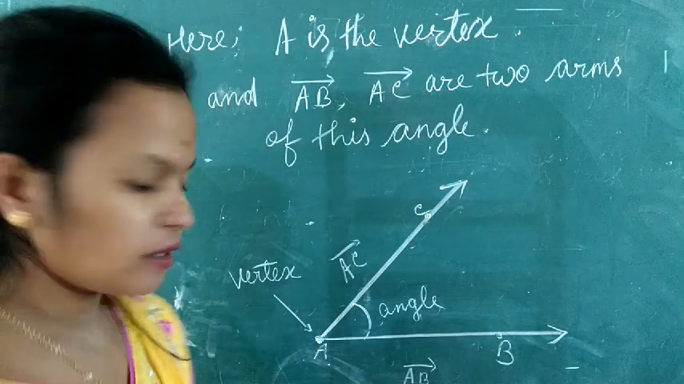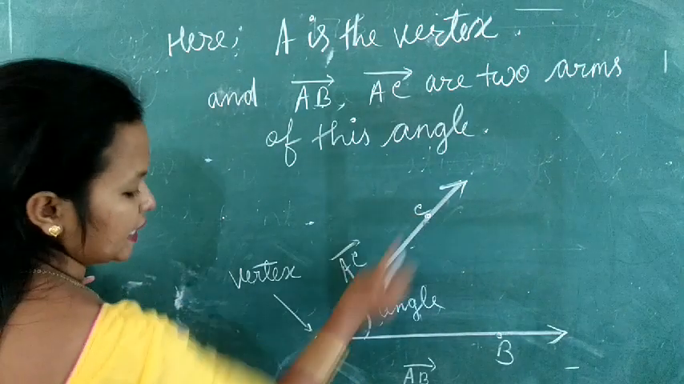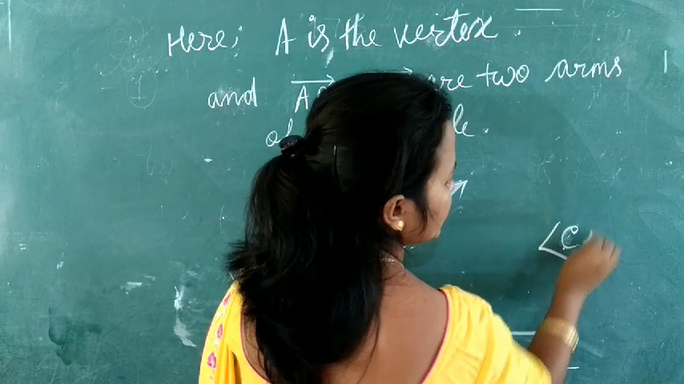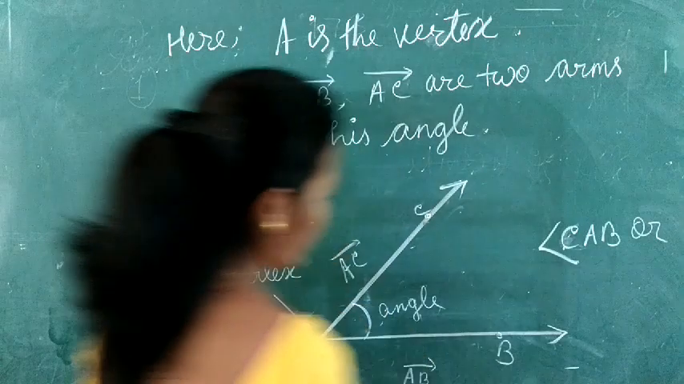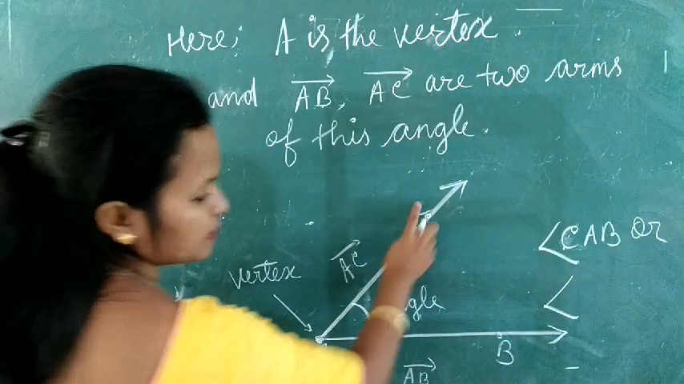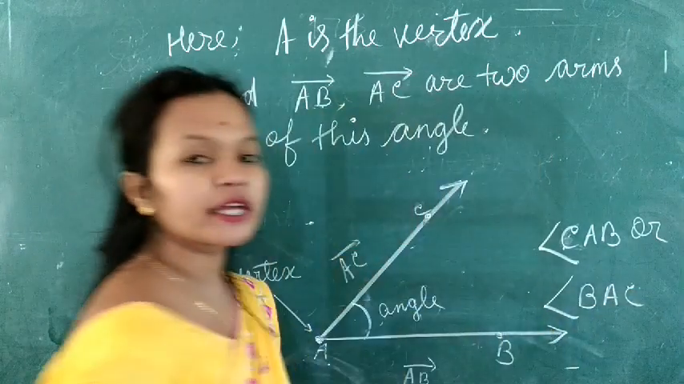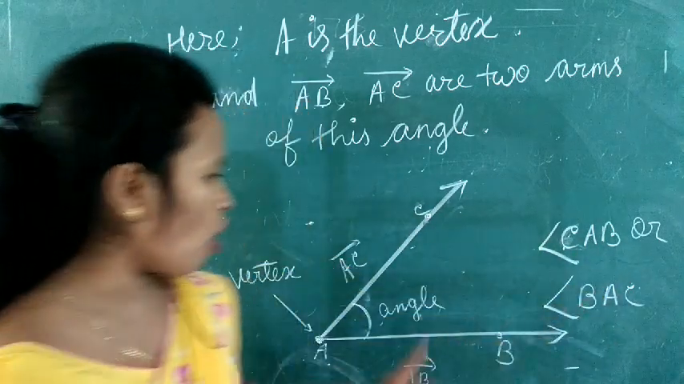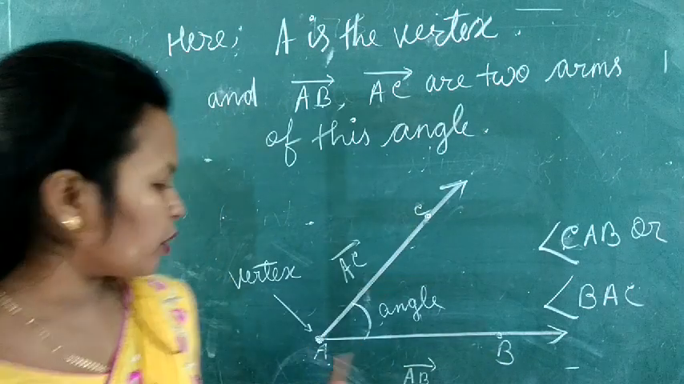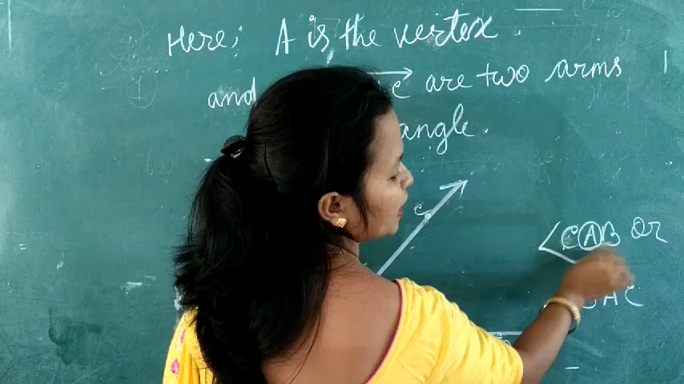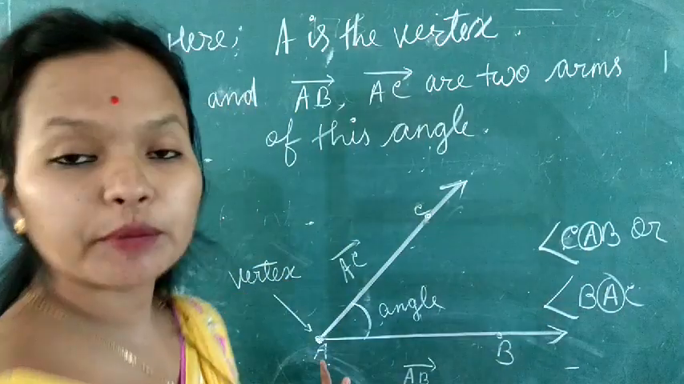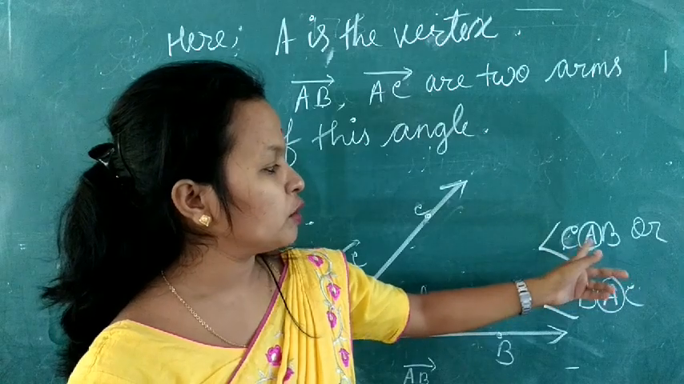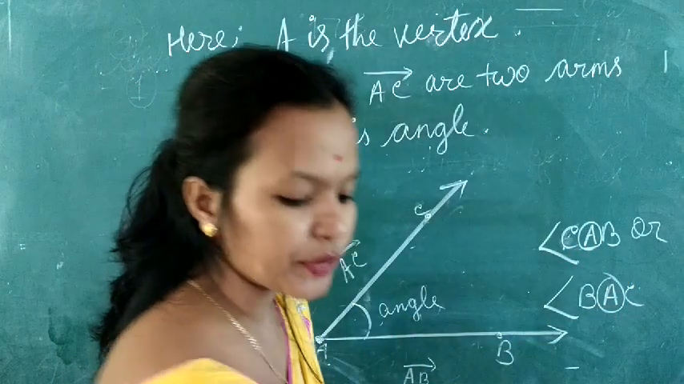Then what is the name of this angle? How can we write the name of this angle? We can write angle CAB, with the angle sign. We have to give that angle sign. Angle CAB, or angle BAC. We can write its name in two ways. One thing you must always remember: the common endpoint should be in the middle. Here the common endpoint is A. When we write that angle, we have to write this common endpoint in the middle. Otherwise, it will be wrong.